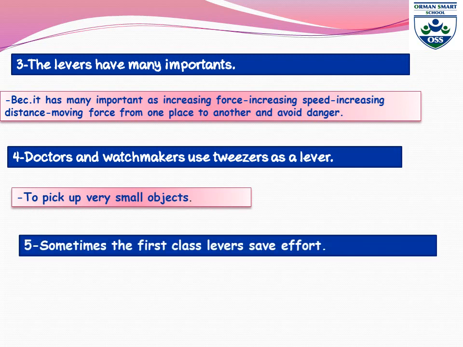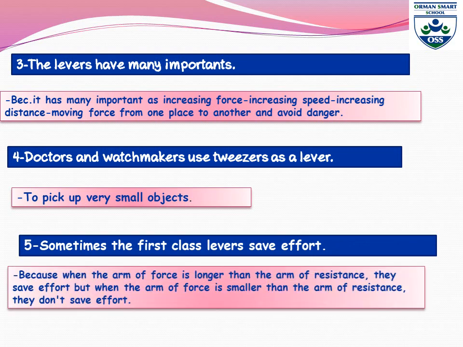5. Sometimes the first-class levers save effort because in the first-class lever, when the arm of force is longer than the arm of resistance, in this case they save effort. But when the arm of force is smaller than the arm of resistance, in this case they don't save effort.